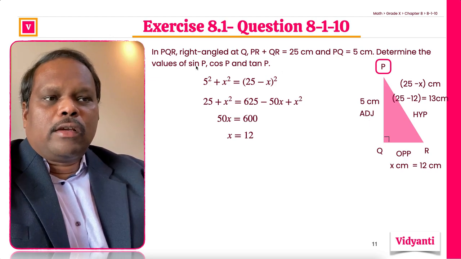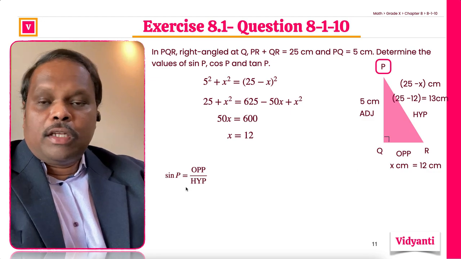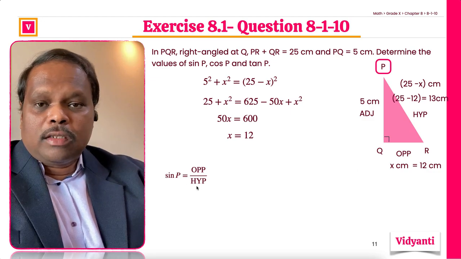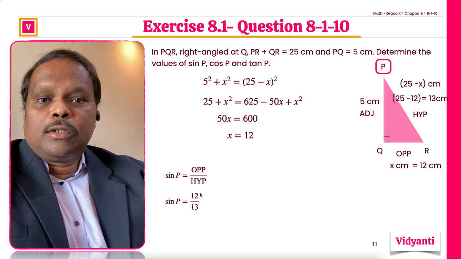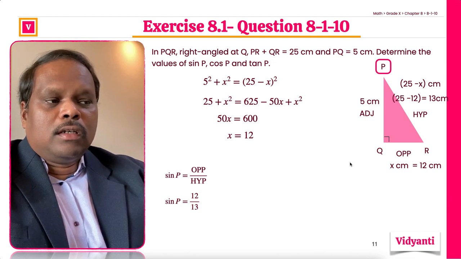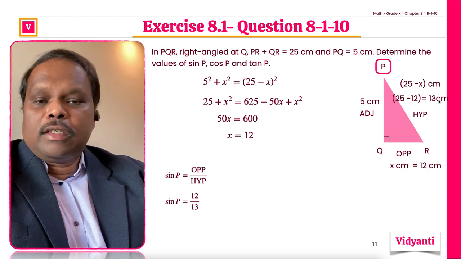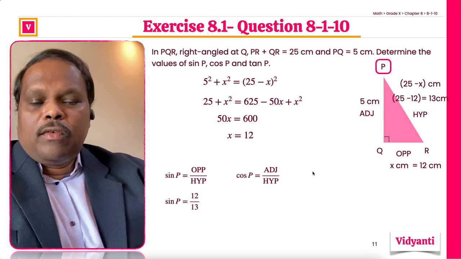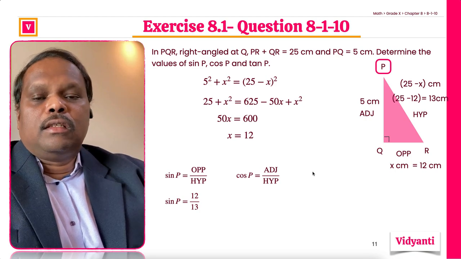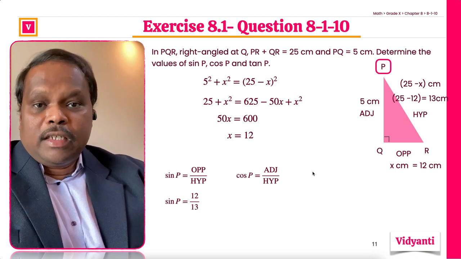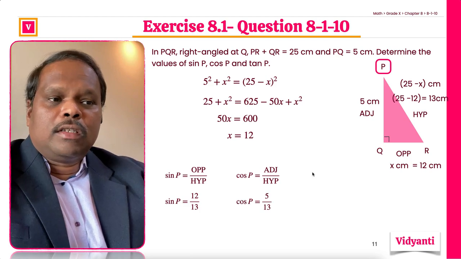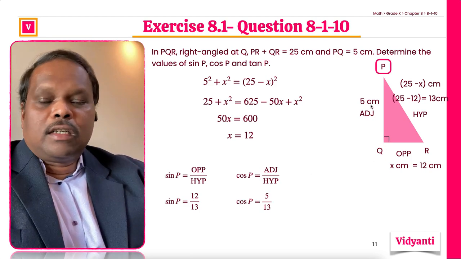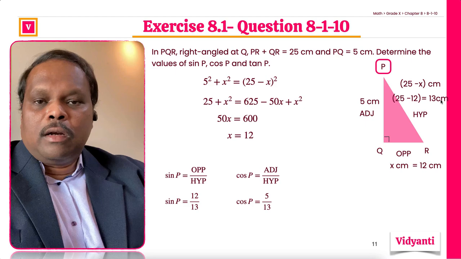Now we are supposed to calculate sine P. Now the definition of sine is opposite over hypotenuse. So just substitute the value 12, which is this one, opposite, divided by hypotenuse, which is 13. Similarly, we can evaluate cosine. For cosine, the definition is adjacent side divided by hypotenuse. So cos P is adjacent 5 and hypotenuse is 13.